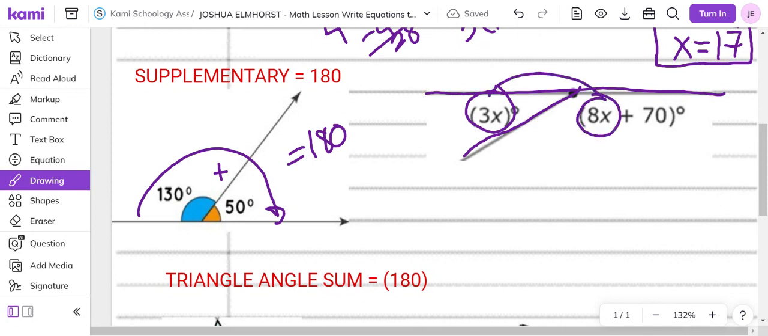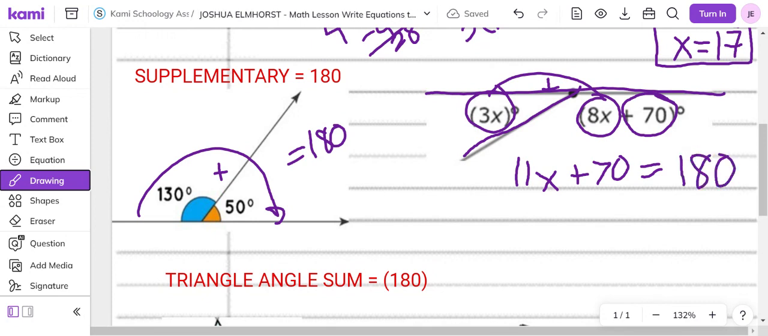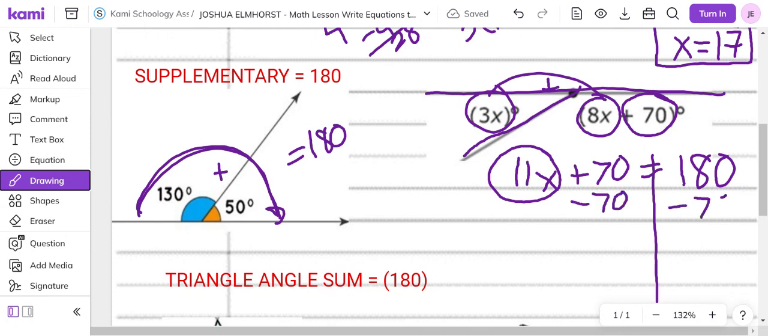So like variables can go together, x and x can go together. So 3x and 8x is going to give us 11x, and then plus 70 by itself. And then all of that is equal to 180 degrees because of the straight angle when the two angles are put together. Now we set up and solve, circle the variable term, and then go step by step to solve.